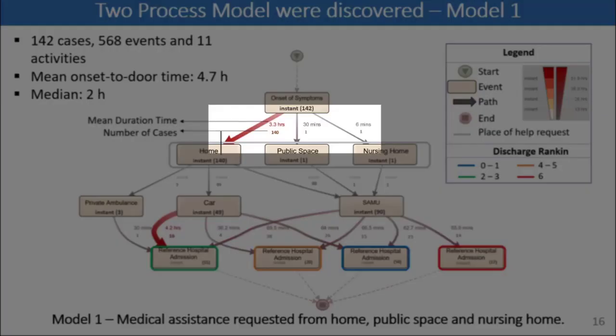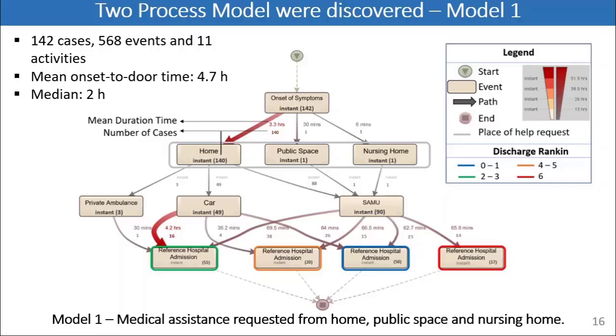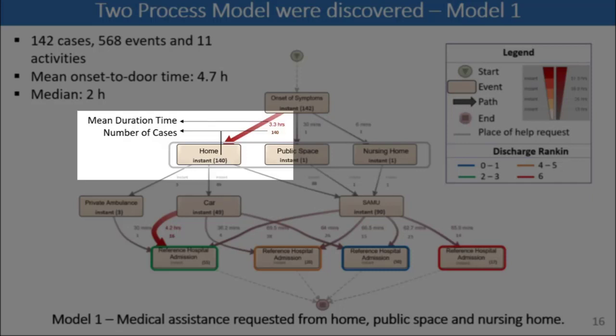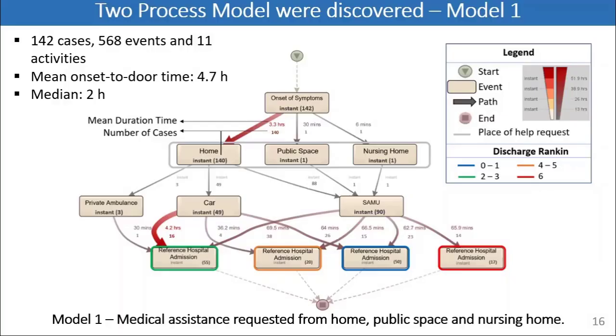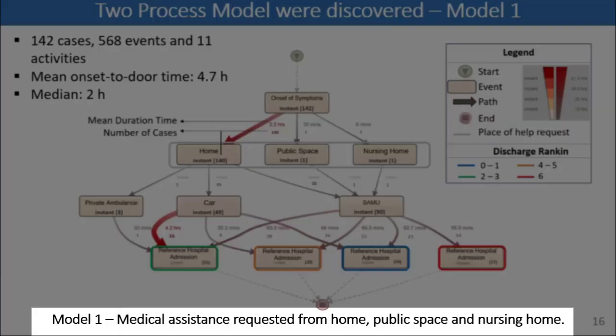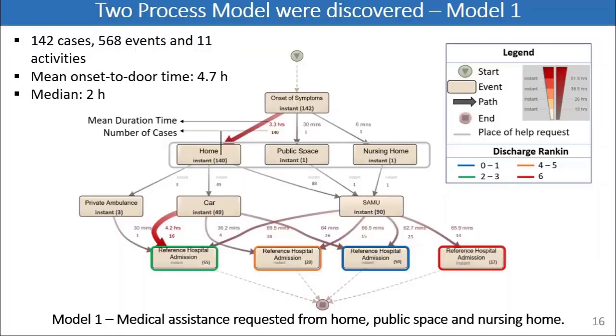The arrows represent the path followed, which change in their width and color according to the intensity of patients transiting through that path. The numbers inside the rectangles or next to the arrows represent the number of cases, that is, the number of patients that went through that event or path, respectively. Finally, the square inside the red circle indicates the end of the flowchart. The first model presents events where the patient requested help at home, in public space, and at a nursing home. Already in the second model, the patient requested assistance and went to a non-reference public hospital and emergency care units after the onset of symptoms.